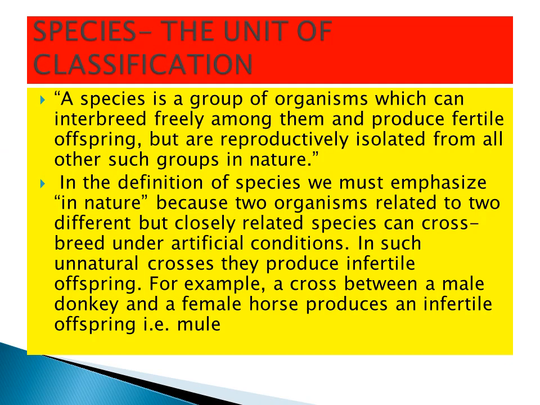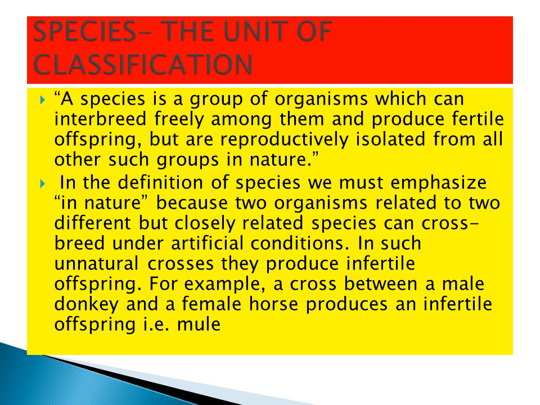So what's the definition of species? That one is the unit of classification. Just like we say that cell is the basic structural and functional unit of the living organism, so species is the basic unit of classification. A species is a group of organisms which can interbreed freely among themselves and produce fertile offspring, but are reproductively isolated from all other such groups in nature.